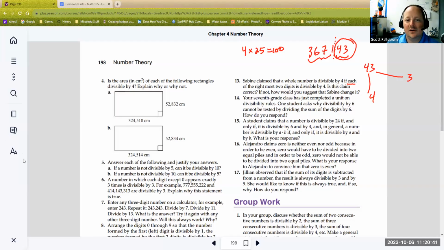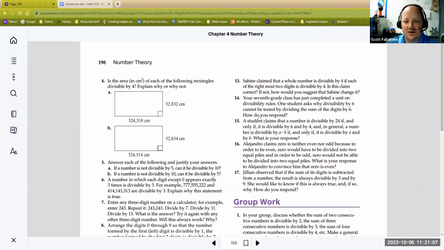Is she not? Let's see your 7th grade class, completing a unit on divisibility rules. One student asked why divisibility by 6 cannot be tested by dividing the sum of the digits by 6. Okay, so why not, right? And so you can check that, but it may also be thinking of maybe connecting that back to divisibility by 3. Why do we get to divide by 3 by checking the sum of the digits?